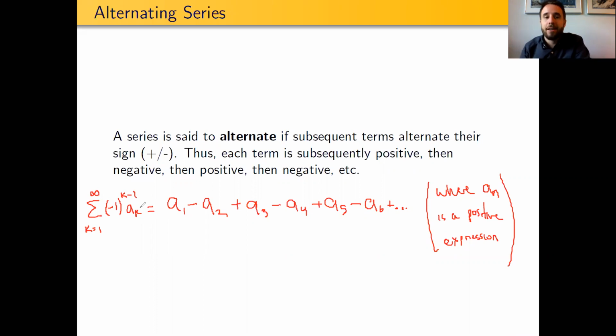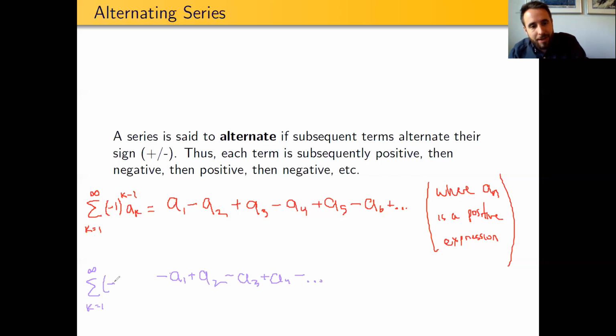Notice that negative 1 to the k minus 1 is indeed going to give us this alternating expression. When k is even, k minus 1 is odd, and so negative 1 to an odd power is negative, while when k is odd, k minus 1 is even, and so that first term will give us a positive one. I should point out that, of course, we don't have to start with a positive number. We could also have negative a sub 1 plus a sub 2 minus a sub 3 plus a sub 4, and so on. In that case, we would end up with basically the same expression, the sum as k goes from 1 to infinity, just this time it would be negative 1 to the k times a sub k.